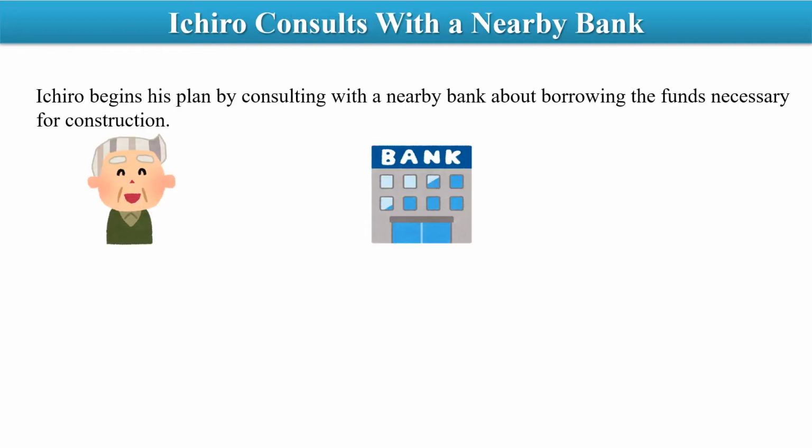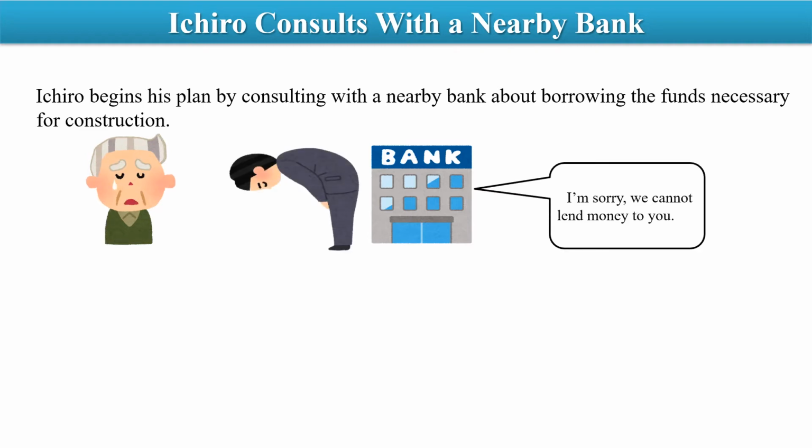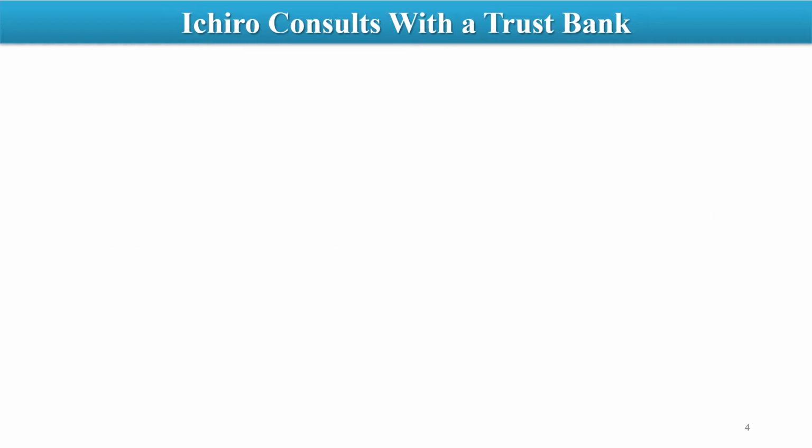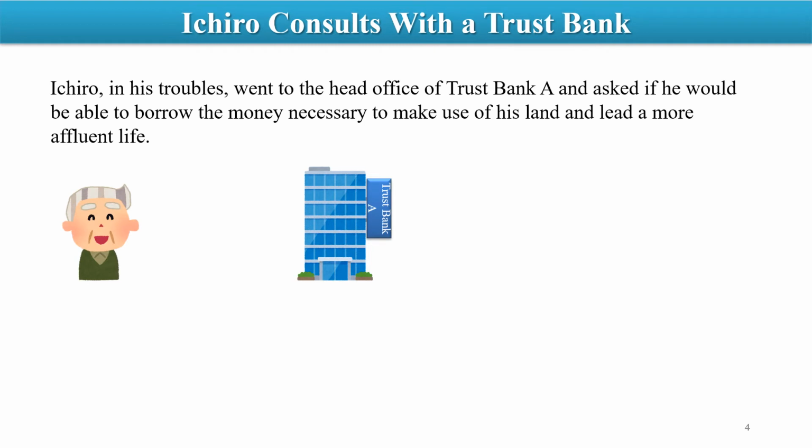Ichiro set out his plan by first asking a nearby bank to borrow funds for building construction, but he was immediately turned down. The bank probably thought that it would be difficult for a 90-year-old man with no real estate business experience to manage commercial buildings and rental property. Ichiro, in his travels, went to the head office of Trust Bank A and asked if he would be able to borrow the money necessary to make use of his land and lead a more affluent life.